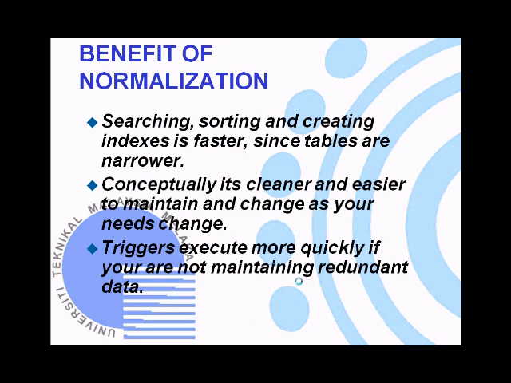The benefit of normalization is that the process of searching, sorting, and creating indexes will become faster, since tables are narrowed to specific tables consisting of specific information. Secondly, conceptually, it is cleaner and easier to maintain and change as your needs change. And number three, it will trigger execution more quickly if you are not maintaining redundant data, because redundant data will make your database become bigger.